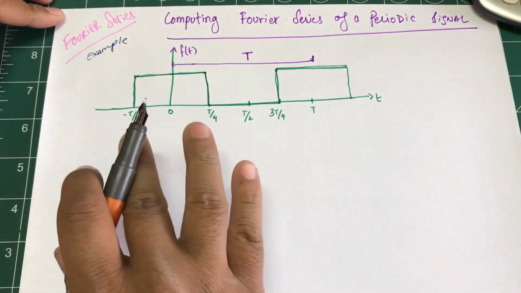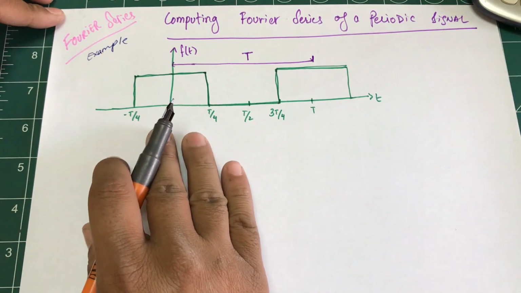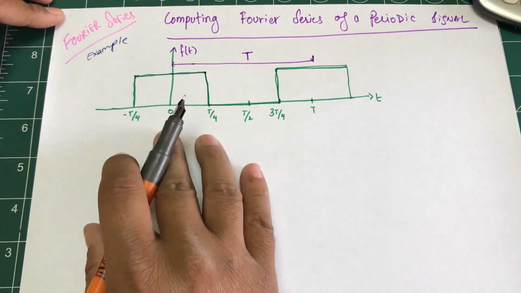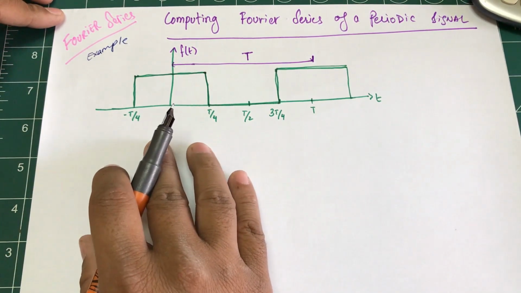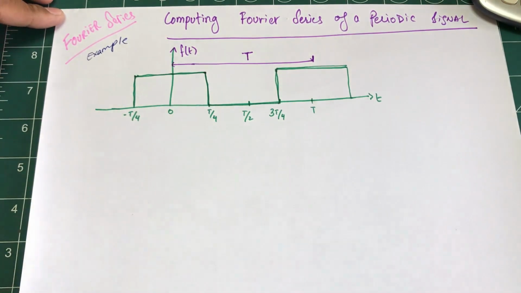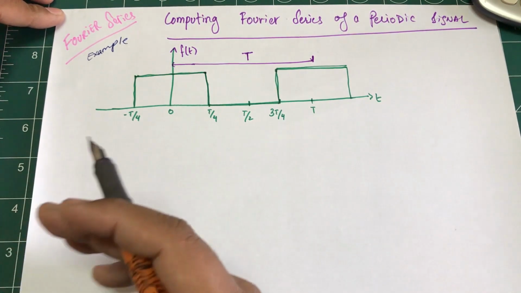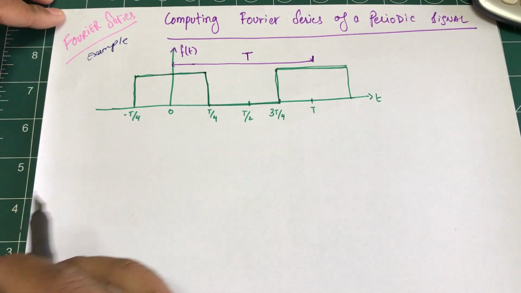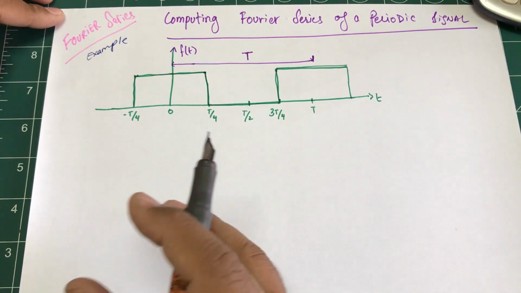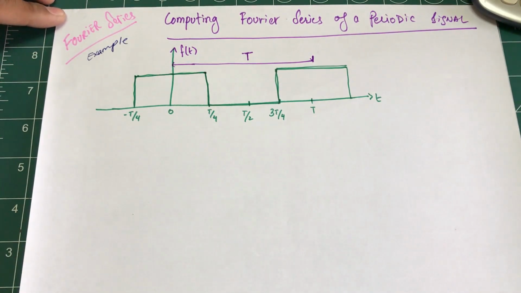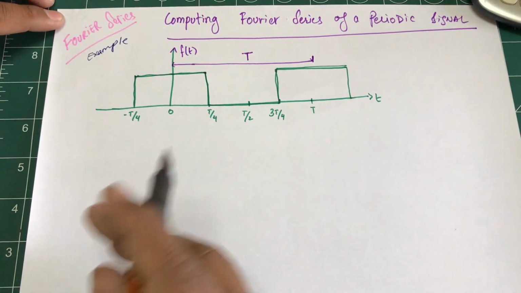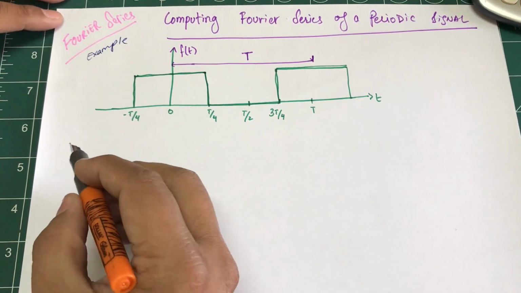Imagine I'm looking at this in a time scope, in an oscilloscope, and in the oscilloscope this signal looks like this. But as we know, according to the Dirichlet condition, if I have a periodic signal, then I can use Fourier series to decompose it into sinusoidal and cosinusoidal components. That's the idea behind it, and that's what we're going to do.